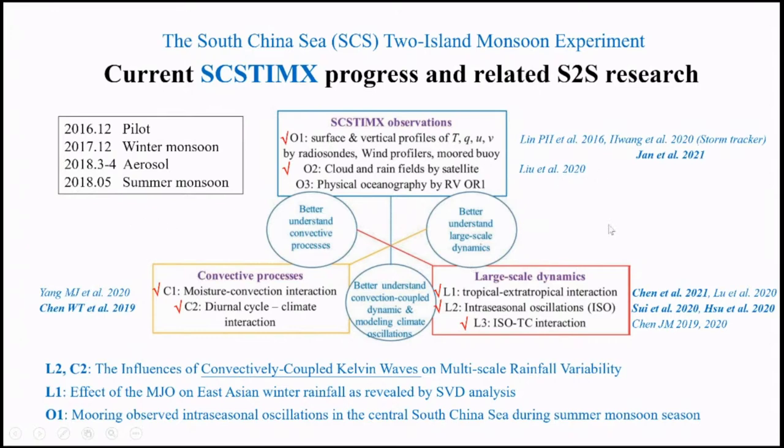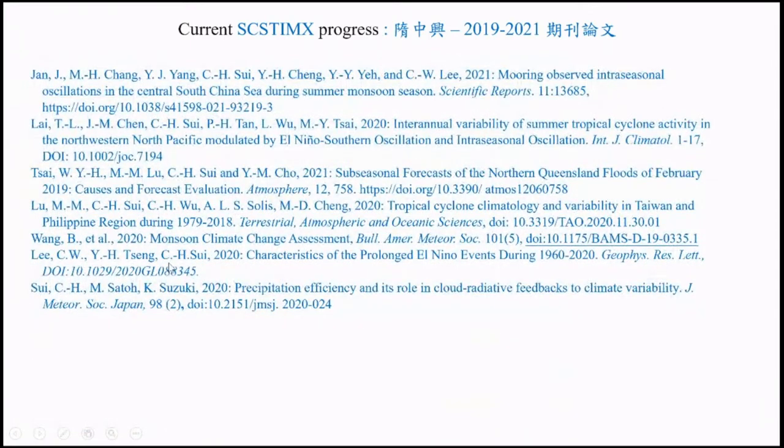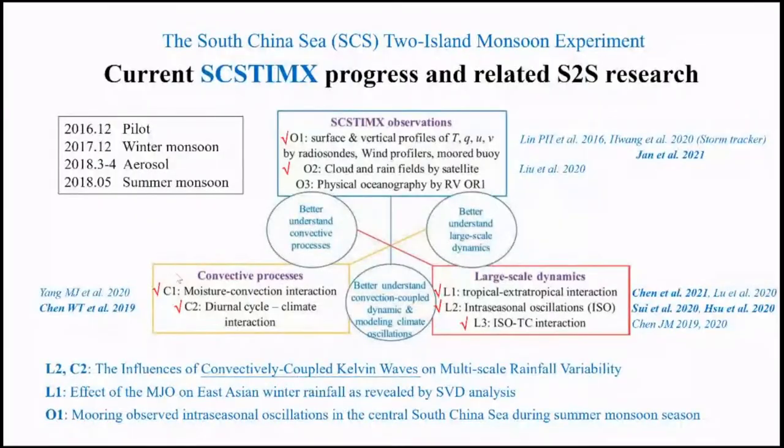Okay, so I listed some of the papers that were published. The more detailed titles and the journals are listed in the following two slides. The first seven papers are already published in a special issue of SCSTIMX in our geophysical science journal called TAO, Terrestrial Atmosphere Ocean. And we also have other publications in the past 2 to 3 years related to SCSTIMX and S2S, which means seasonal to subseasonal research.